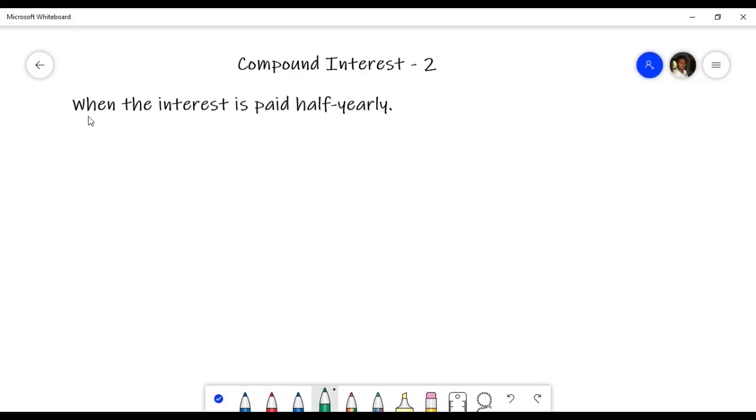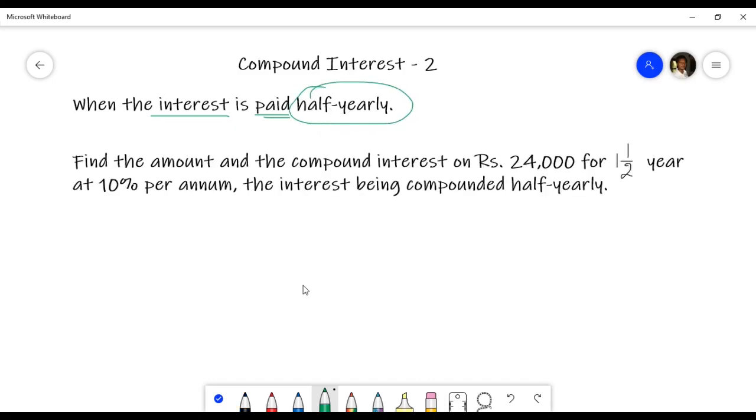Today we will see how to find compound interest when the interest is paid half yearly. Here is the question. Find the amount and the compound interest on rupees 24,000 for 1.5 years at 10% per annum, the interest being compounded half yearly.